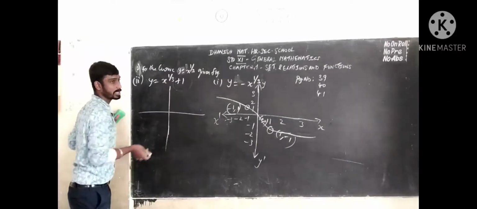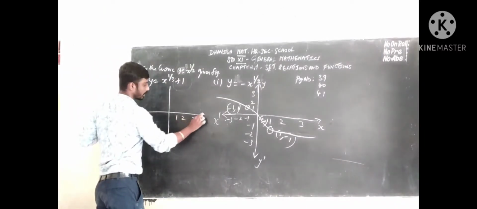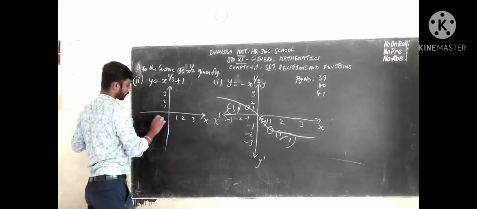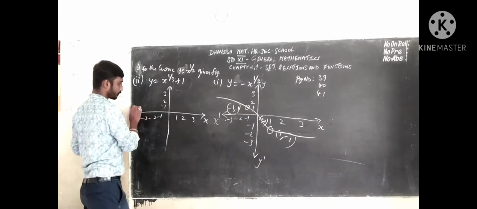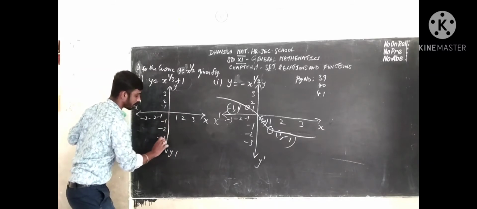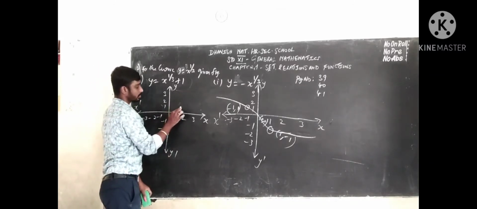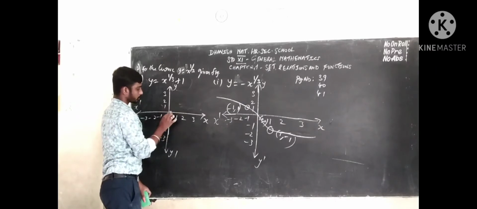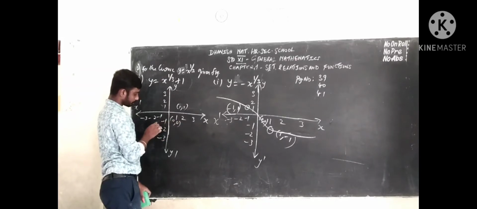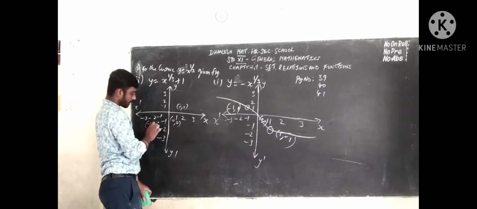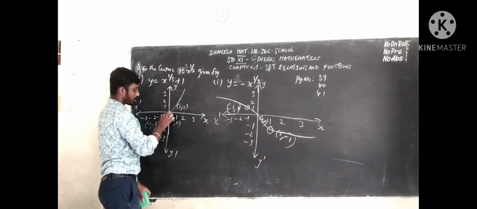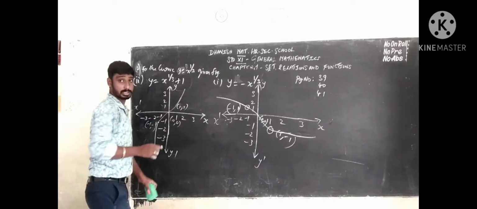What's the graph given for y is equal to x cubed here? 1, 2, 3, then x minus 1, 2, 3, minus 1, minus 2, minus 3, x dash, y, y dash, minus 1, minus 2, minus 3. So here we have minus 1, minus 1; plus 1, 1; then 0, 0. Now we have to draw the graph like this.